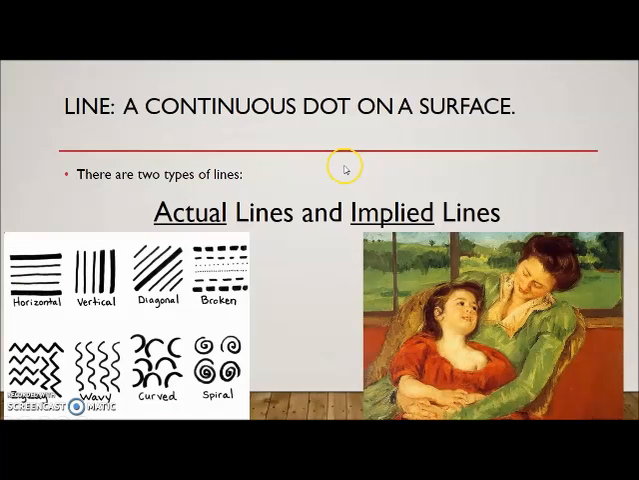A line is a continuous dot on a surface. There are two types of lines: actual lines, and here are some visual examples of actual lines, and implied lines. Although we don't see these lines, this painting represents an example of an implied line via eye contact as the child looks towards the woman in the painting.